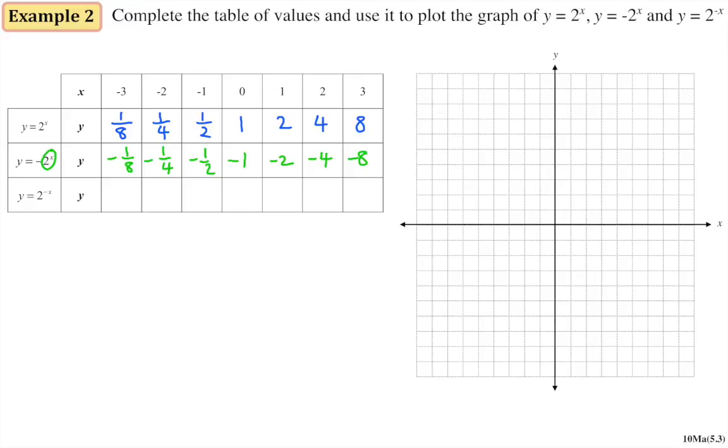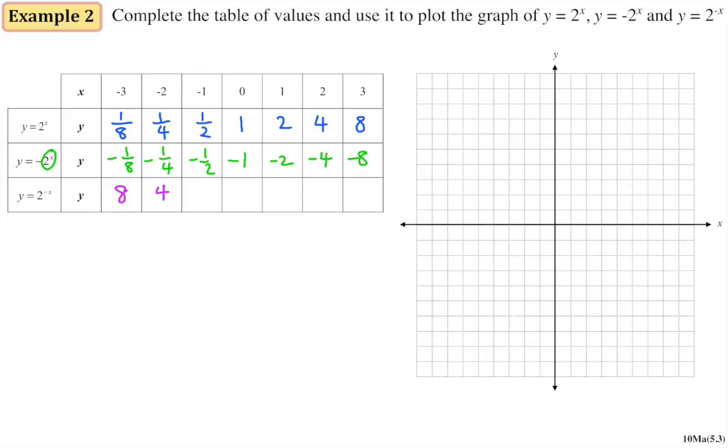When you go to this part here, which is quite tricky, 2 to the minus x. On the calculator, you're going to put 2 to the power of minus 3, because the first one is 2 to the power of minus 3, which is in fact just 2 to the power of 3, which means that we can just put 8. Next one, do on the calculator, 2 to the power of minus 2, which is just the same as 2 squared, which is 4.